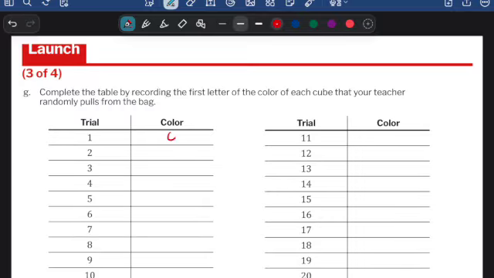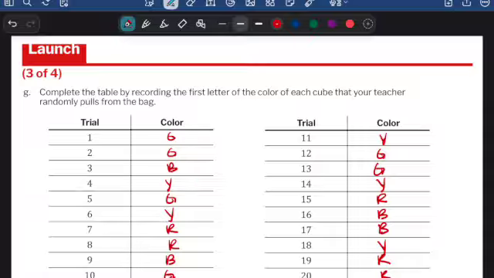Trial 1, I pull out a green cube. Trial 2, another green cube. Trial 3, blue. Trial 4, yellow. Trial 5, green. Trial 6, yellow. Trial 7, red. Trial 8, another red. Trial 9, blue. 10, green. 11, yellow. 12, green. 13, green. 14, yellow. 15, red. 16, blue. 17, blue. 18, yellow. 19, red. 20, red. So I was trying to do it randomly, just like if we were using our spinner.